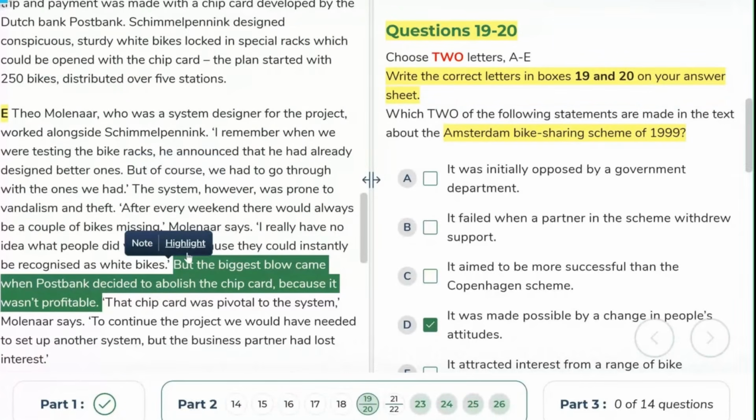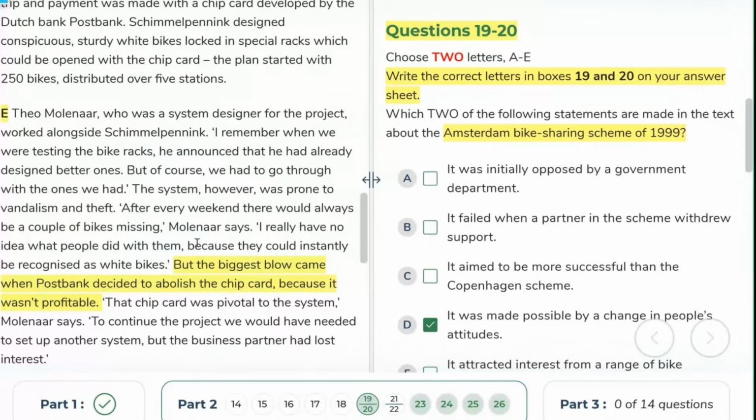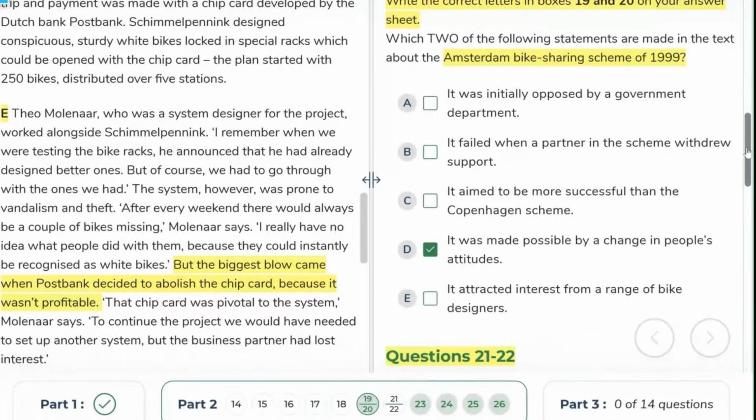Now please match something with all these things which we have read so far. Yeah, biggest blow came when post bank decided to abolish. Post bank was a partner. Abolish means withdrew support. Okay, so withdrew support. They did not mention that it was initially opposed by government. No, not that. So second correct answer is option B.